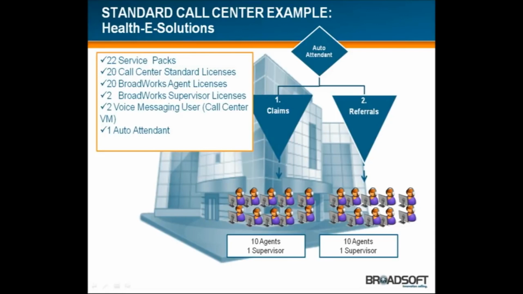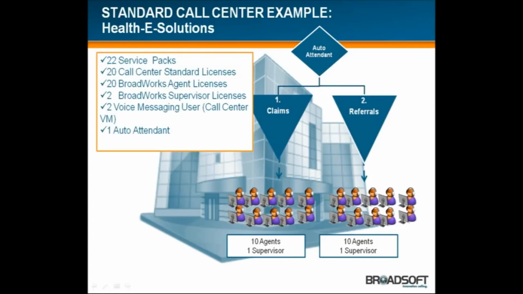This exercise actually entails building 2 call centers, one for claims and one for referrals. But let's take a quick inventory of the licenses required for the call centers before we get started. We will need 22 user service packs, 20 call center standard licenses, 20 BroadWorks agent licenses, and 2 BroadWorks supervisor licenses. They have requested that overflow calls be routed to voicemail boxes specific to each call center type. So we will also need to assign 2 voice messaging user licenses along with 1 auto attendant, which are both group services licenses.